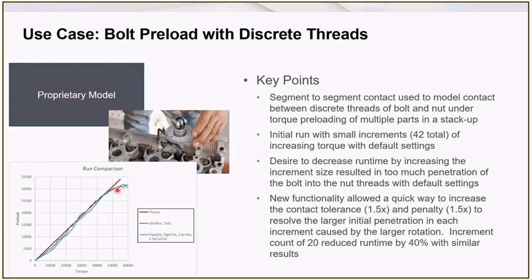You can see where it starts deviating on the two simulations versus the theory, but we had good agreement with the theory. And then we had good agreement between the small increment run with all the faults, and the lower number of just 20 increments with a little bit higher tolerances. So 40% is a great improvement if you're going to be running a large number of these.